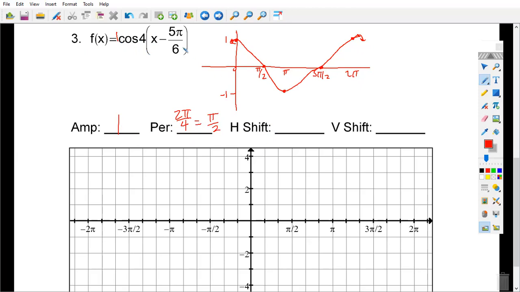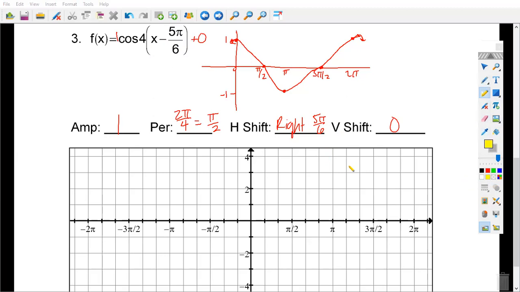Our shift is our H, and our H value right here, X is a liar. It looks like I'm going left, but I'm actually going to the right. And we're going to the right, 5 pi over 6. And our vertical shift, there is nothing there. So did we shift? No. Okay? So, the answer is 0. Same thing. Okay?